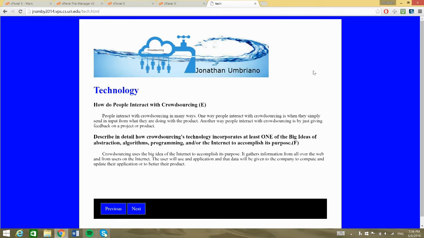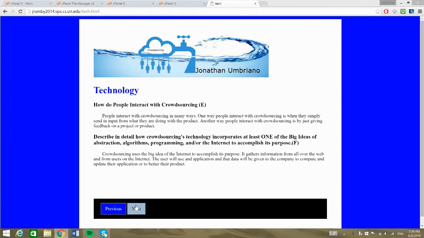In the next question, it asked, describe in detail how crowdsourcing technology incorporates at least one of the big ideas of abstraction, algorithms, programming, and or the internet to accomplish its purpose. Crowdsourcing uses the big idea of the internet to accomplish its purpose. It gathers information from all over the web and from its users on the internet. The user will use the application, and that data will be given to the company to compute and update their application to better their product.